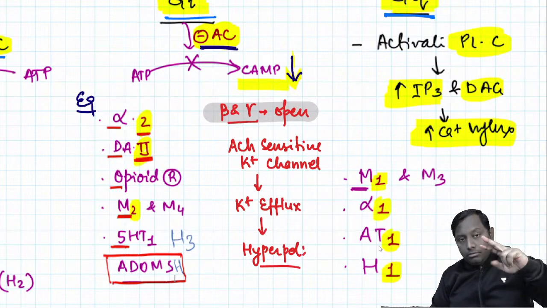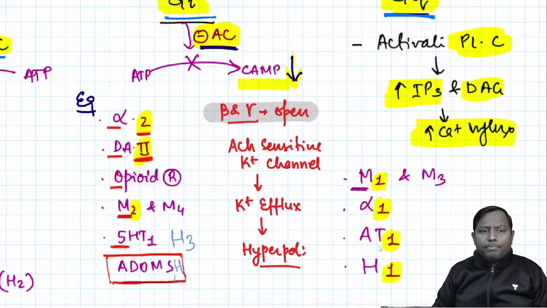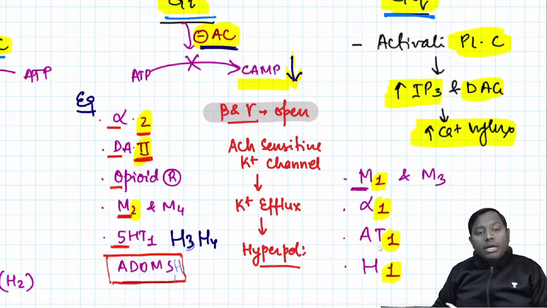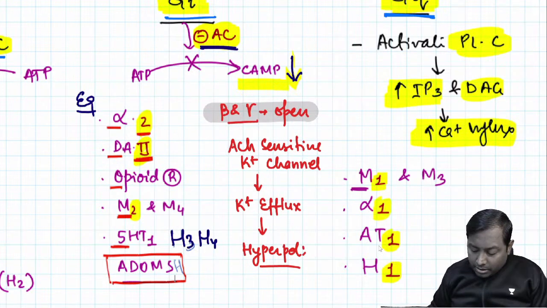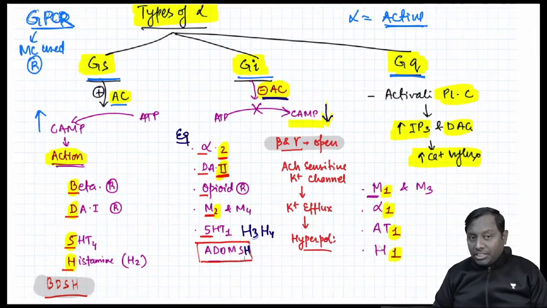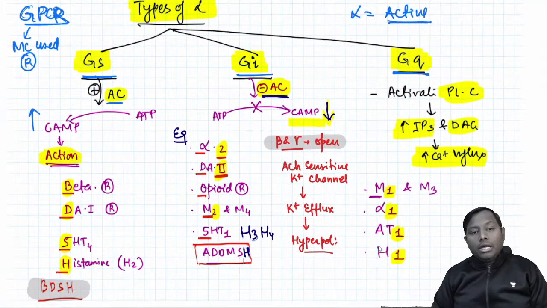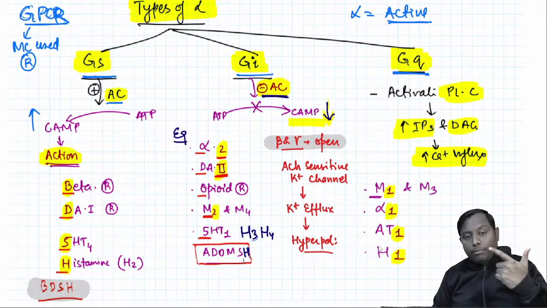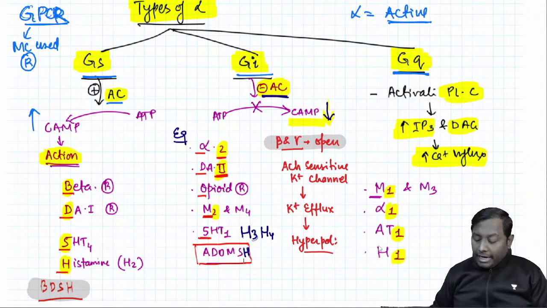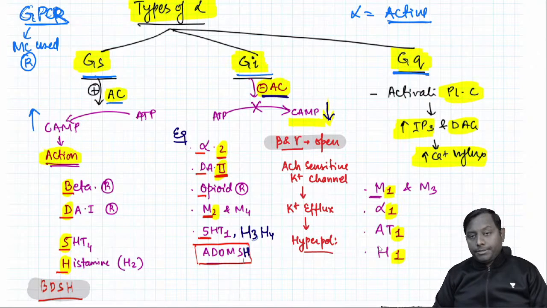2 is a favorite word, not with all but with maximum. And alpha 2, dopamine 2, opioid receptor, M2, M4, 5-HT1, H3 and H4 as well. They will be acting via GI. So first I said BDSH, Badshah, and next I am telling you ADOMS: alpha 2, dopamine 2, because dopamine 1 is acting as GS, opioid receptor, M2, M4, 5-HT1 and H3 and H4. Okay, so ADOMS, Badshah ADOMS.